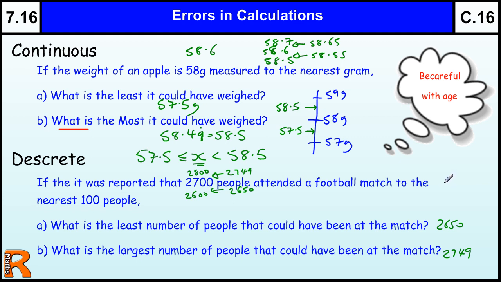So if you're saying somebody's age to the nearest year, you're actually saying it's their birthday, or it could be up to the day before their next birthday. So age is a little extra one that you need to be careful of. It's very rarely asked, but occasionally they throw it in just to mess people up, so think about that one separately.